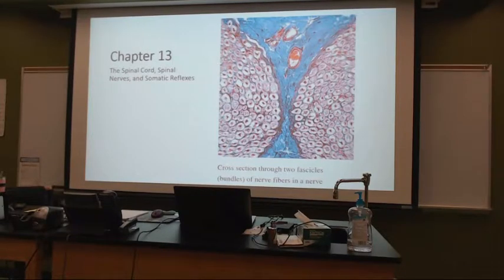One of the things about the brain and the spinal cord, both of these are encased in bone. They are very well protected because one of the things that happens, their myelin is different.